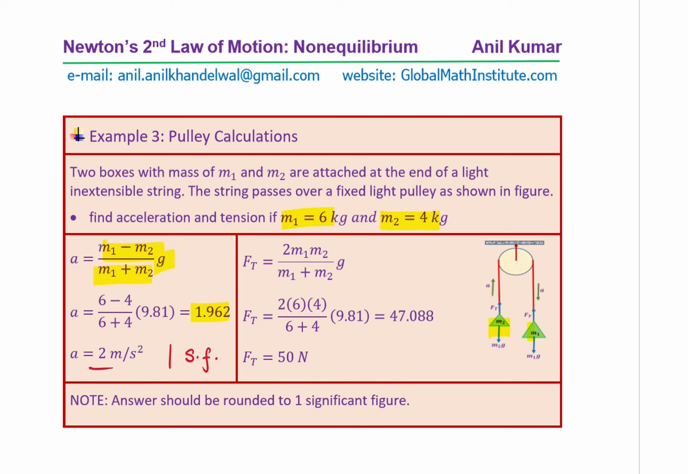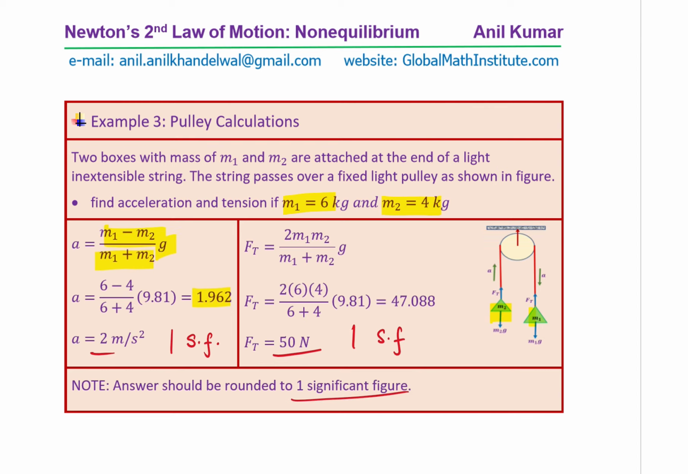So we rounded this to one significant figure. Acceleration should be 2 meters per second squared. Ft is twice m1 m2, so twice 6 times 4, divided by the sum 6 plus 4, times the gravity 9.81. We get a value which should be rounded to one significant figure. So we wrote this as 50 newtons, correct? That is very important.